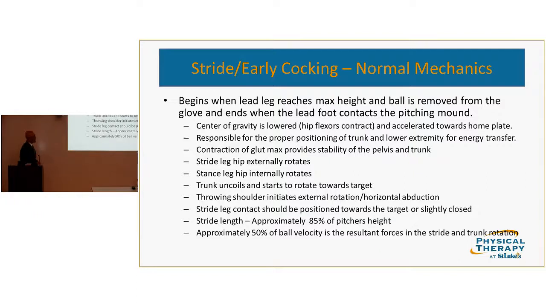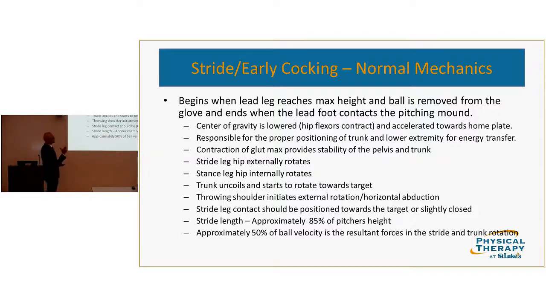Stride leg, hip externally rotates. Okay, so as they come down, that hip is going to externally rotate. That could be a problem if they don't have enough external rotation, or if they have too much. Same thing with the stance leg, has to internally rotate. So again, are they stopping short on the stride because they don't have enough motion either in the stride leg or in the stance leg?